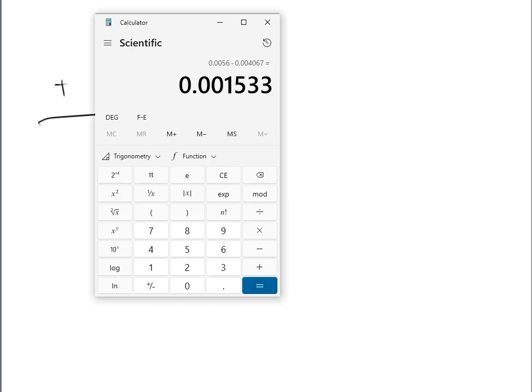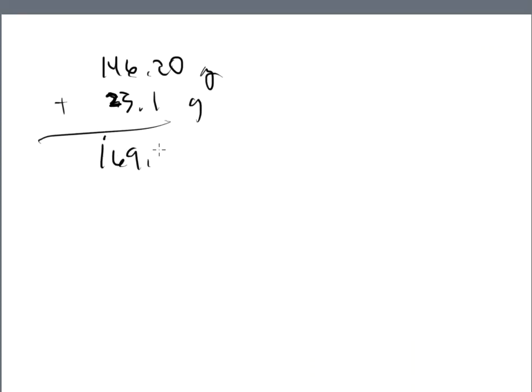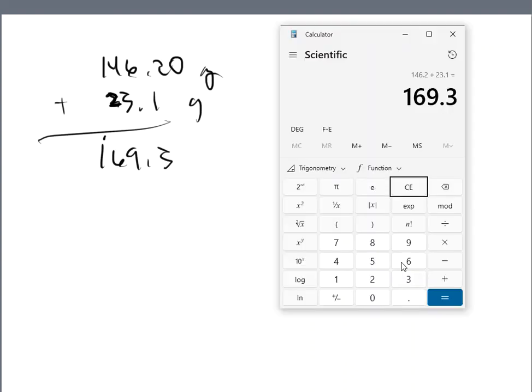146.20 grams, and we are going to add 23.1 grams of water with that. And that's a 2, not a 3. So 23.1. Same thing. Rules haven't changed. Addition and subtraction, pretty straightforward. I take the number as it is, 146.20. Let me clear that out. So 146.20. And then I'm going to add 23.1. And I get 169.3. Right? That's what my calculator told me.